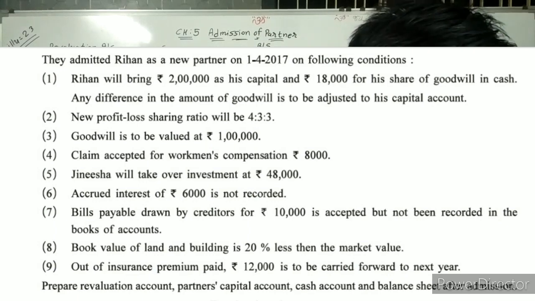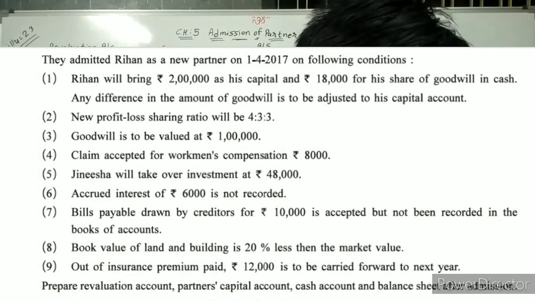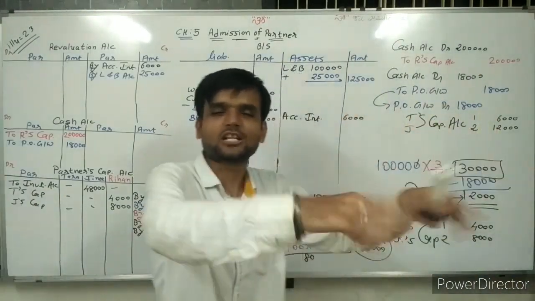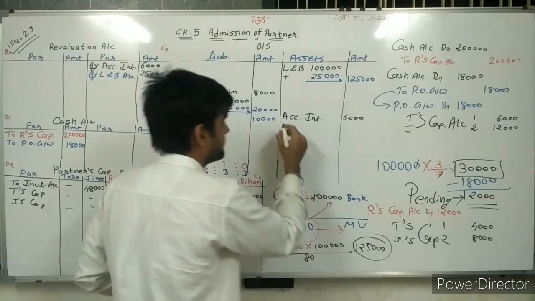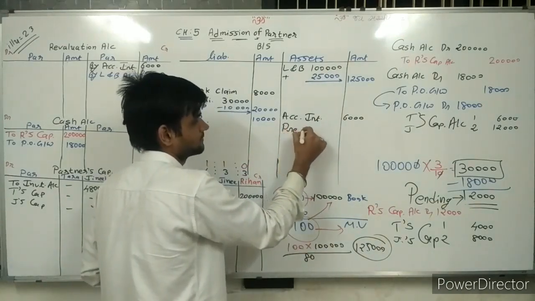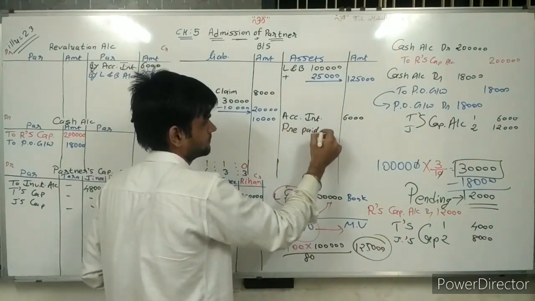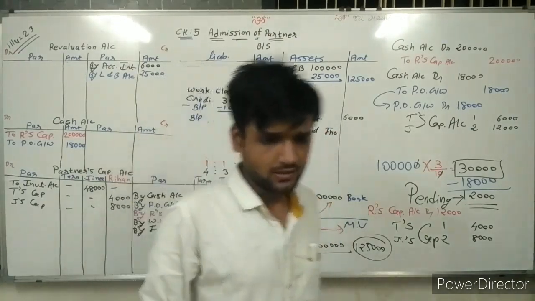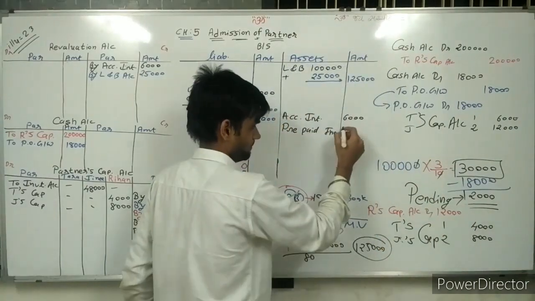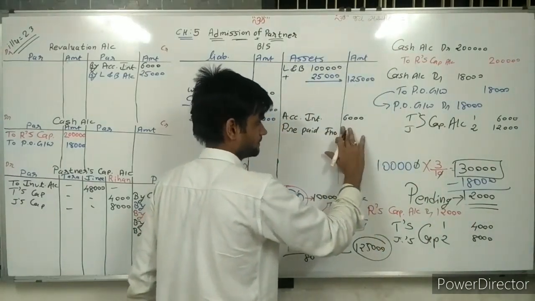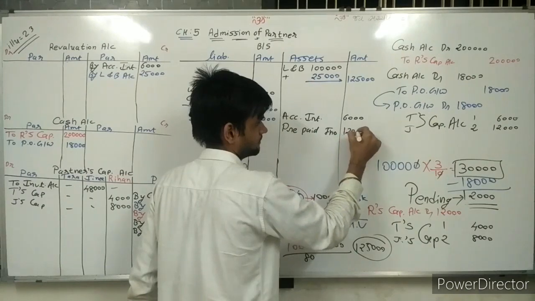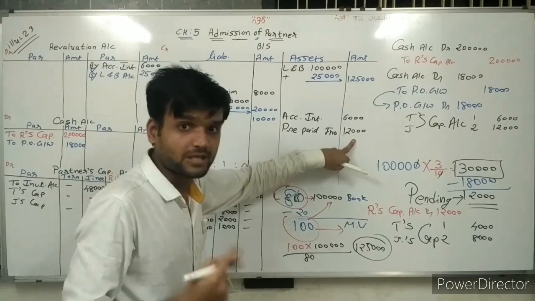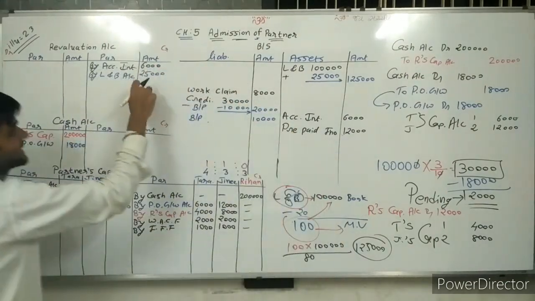Out of the insurance premium paid, 12,000 is to be carried forward to next year. Now, sir, happy. Next year's insurance premium is already paid, so we can write here prepaid insurance. Now, what is the value of insurance? For next year, 12,000 prepaid, 12,000 rupees. Now, going ahead. So 12,000 rupees is the insurance premium prepaid. Happy. Happy means carried it.